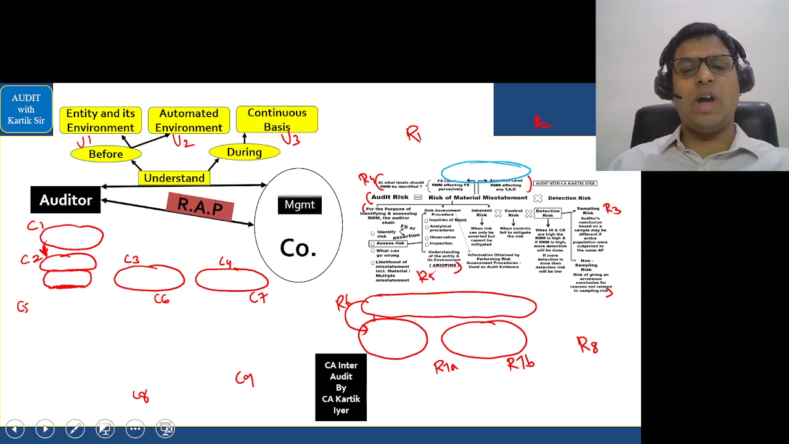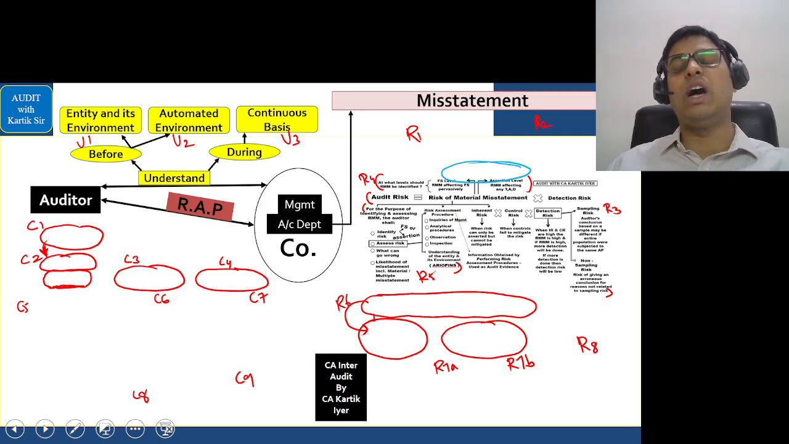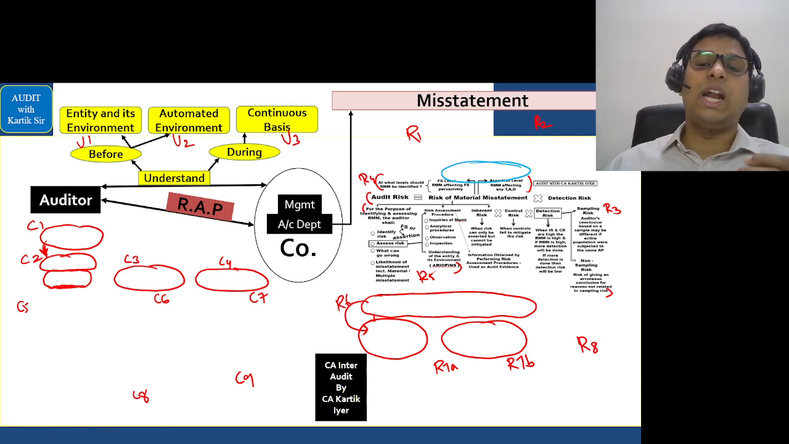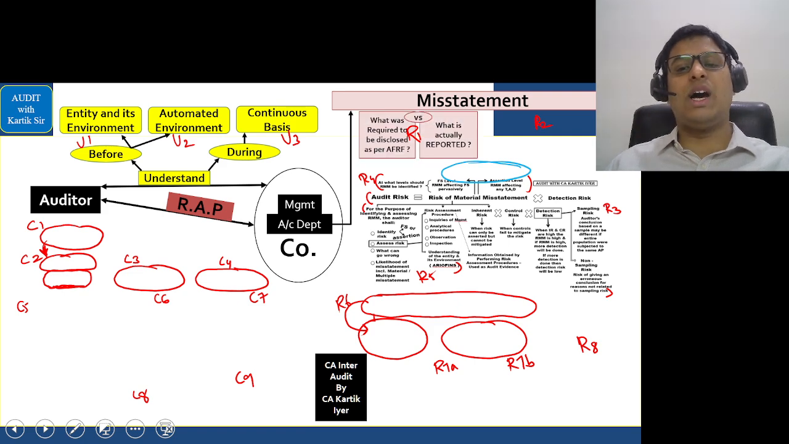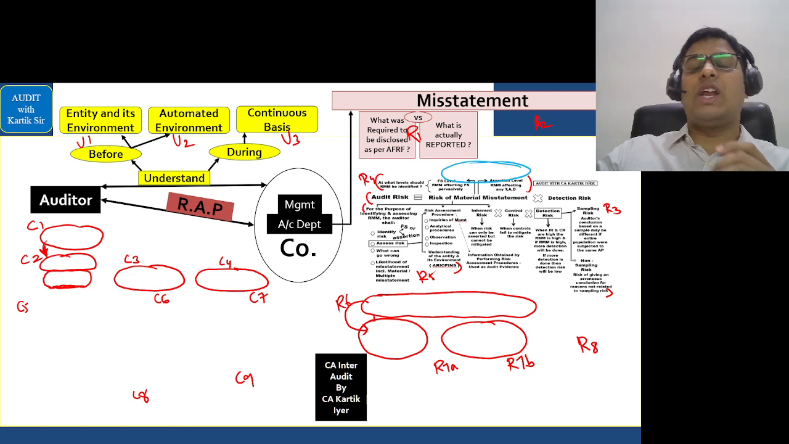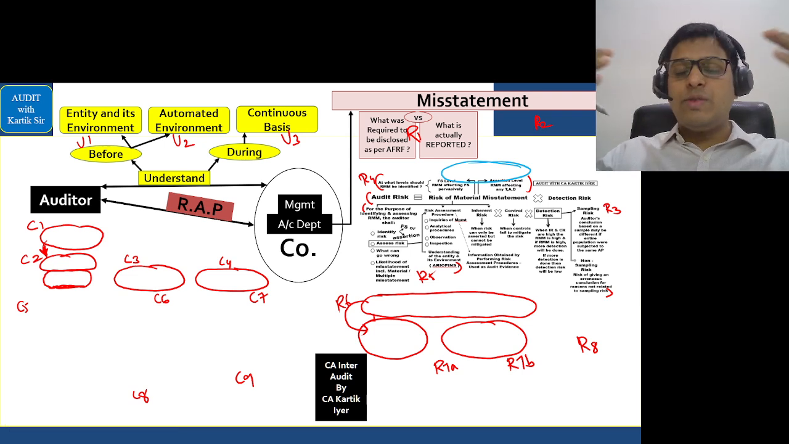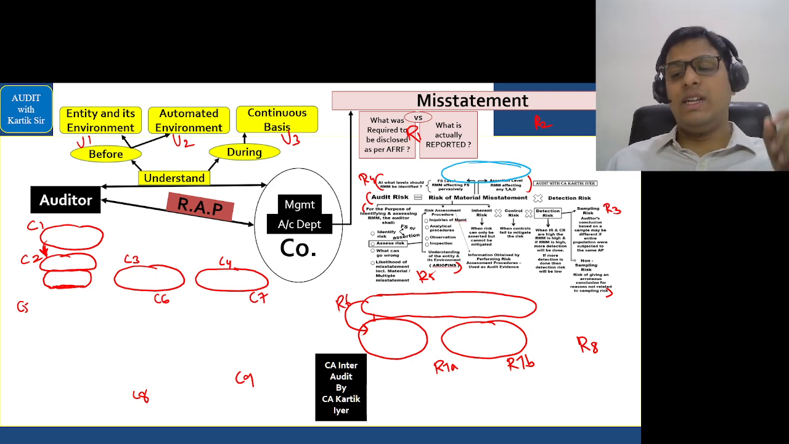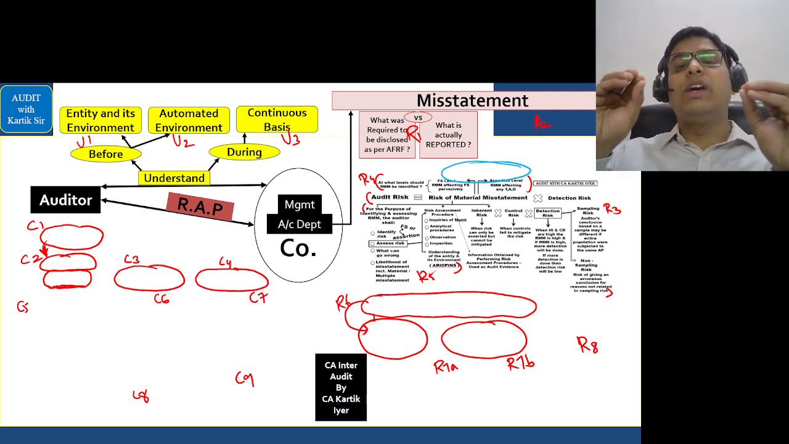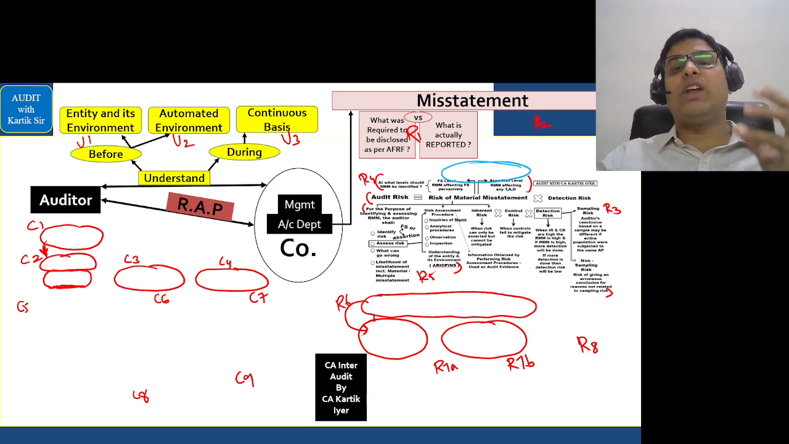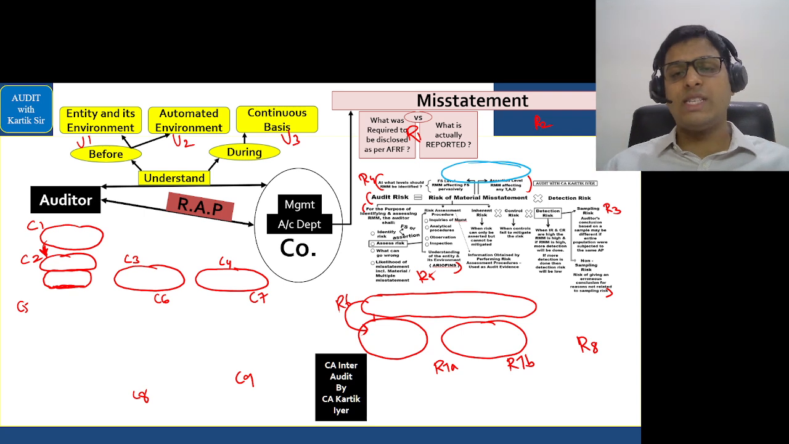Now in every company you have the management, under the management you have the accounting department that is working. Now the accounting department has to ensure that the accounts are proper. If the accounts are not proper, it can lead to misstatements. So what are misstatements? How the entity's records are required to be disclosed as per AFRF and how they have actually been reported. The difference between these two is called misstatements. And if you remember, we had done something called APCD in the class. APCD is nothing but amount, presentation, classification, disclosure. How it is required to be done as per AFRF and how you have actually done it, the difference between that is called a misstatement.